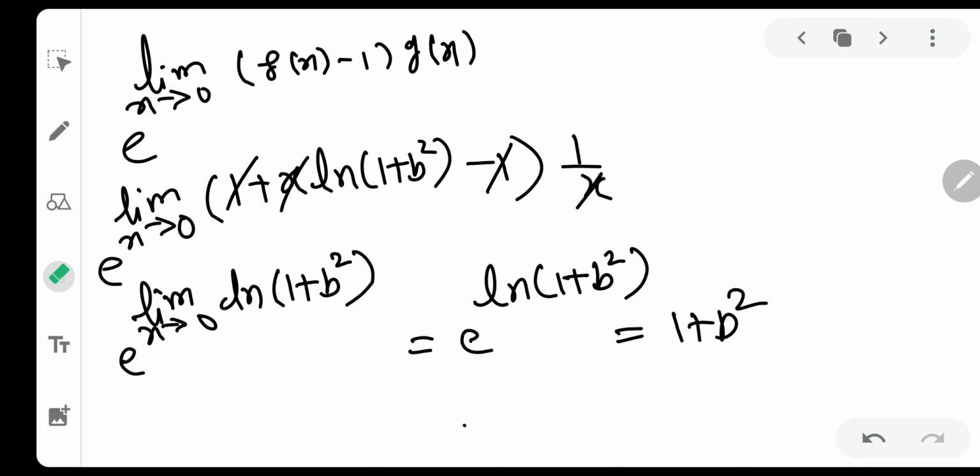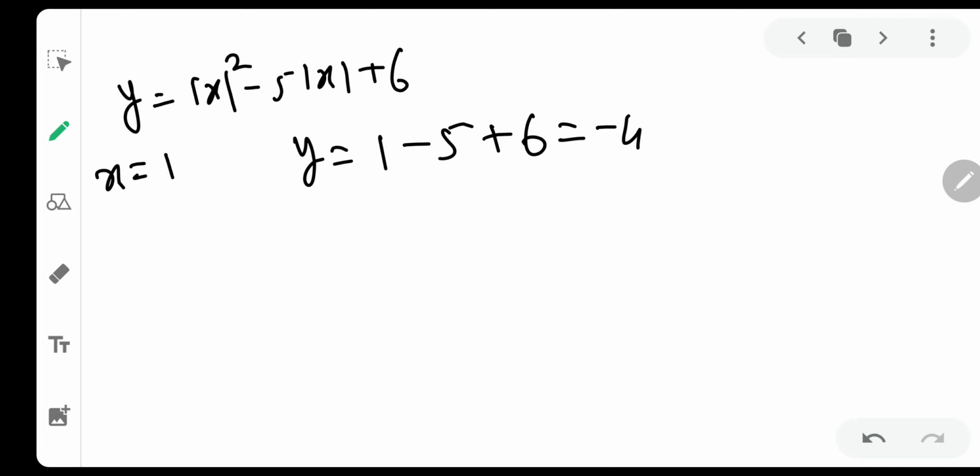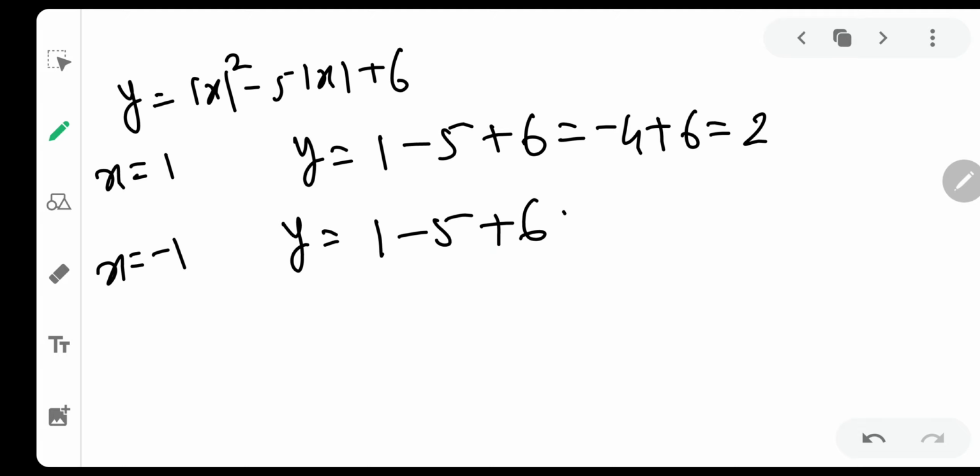Let us do it once again with some other example. Suppose we have the same function, mod x square minus 5 mod x plus 6. You put x as 1. What will be y? So 1 square minus 5 plus 6, so minus 4 plus 6, and then it is 2. Then if you put x as minus 1, what will happen? Minus 1 mod is 1, 1 square is 1, then minus 1 mod again is 1, and 1 into minus 5 is again minus 5, and plus 6. As you can see, minus 4 plus 6 is 2.